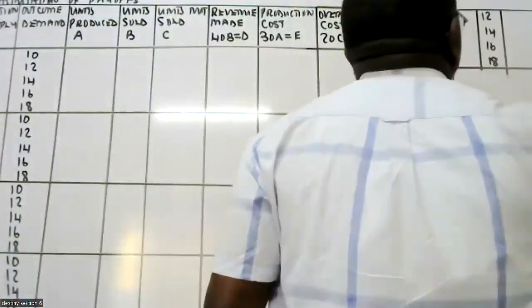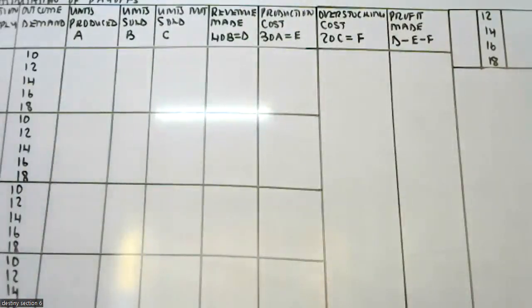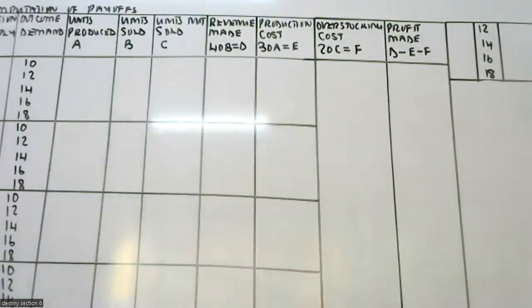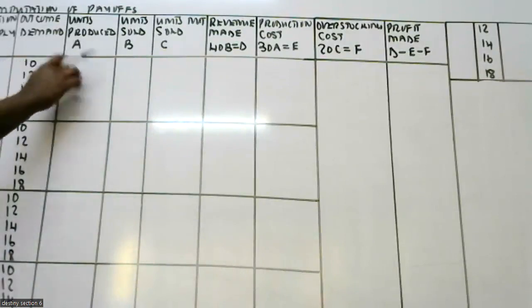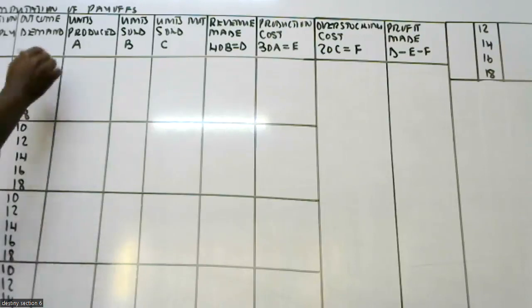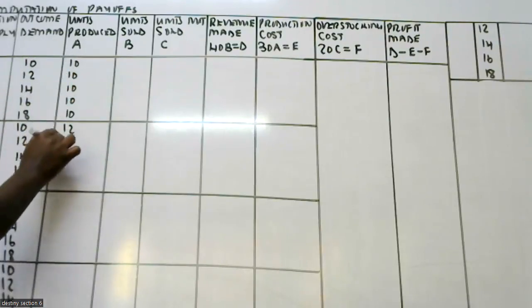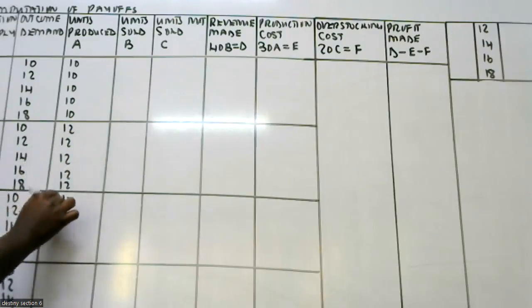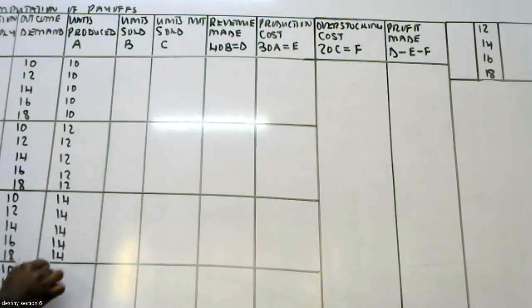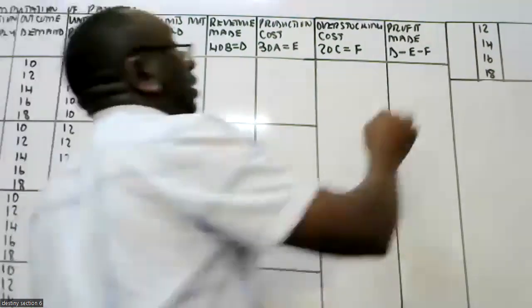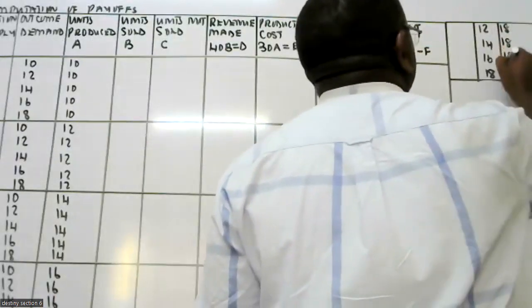Let us now look at the units that have been produced. So the units that are produced, we are actually beating difference. If there are other questions, when I call them, because it's more by addition. So this one, it is 10, 10, 10, 10, 10. Here, 12, 12, 12, 12, 12. 14, 14, 14, 14, 14. 16, 16, 16, 16, 16. 18, 18, 18, 18, 18.